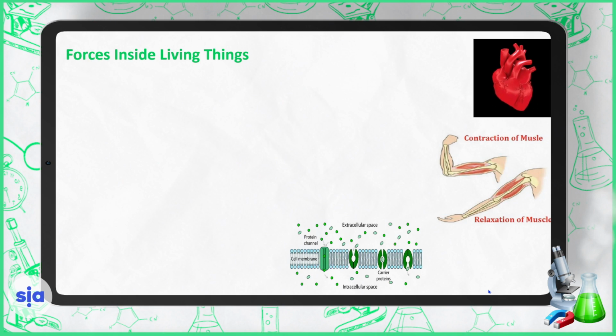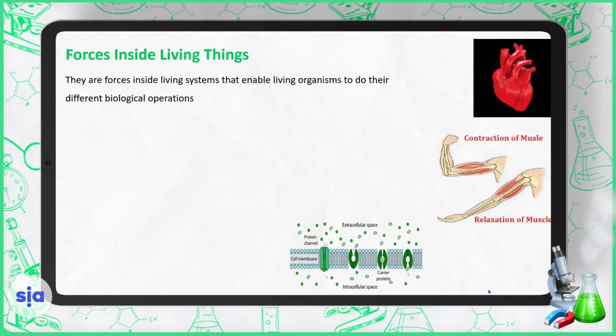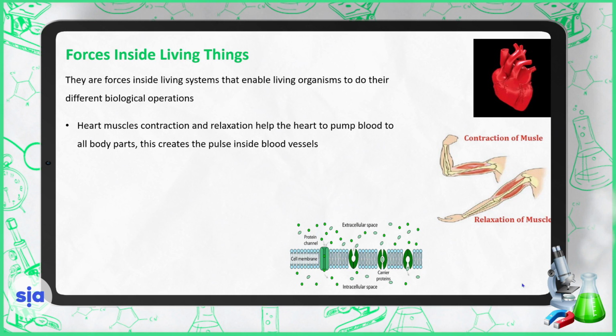The third type of forces that we are going to discuss are forces inside living things. And these are forces inside the living systems that enable living organisms to do their biological functions and operations. Look at this heart. This is the heart muscles. The heart muscles' contraction and relaxation help the heart to pump blood to all body parts, and this creates the pulse inside the blood vessels.